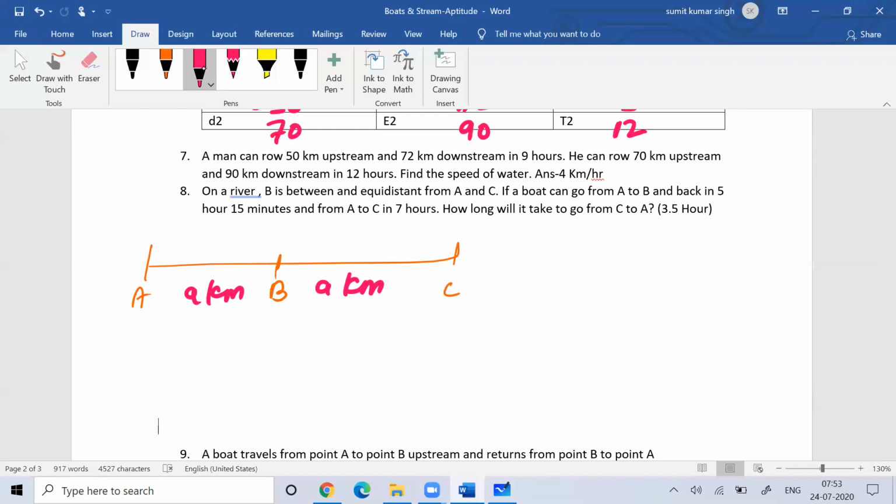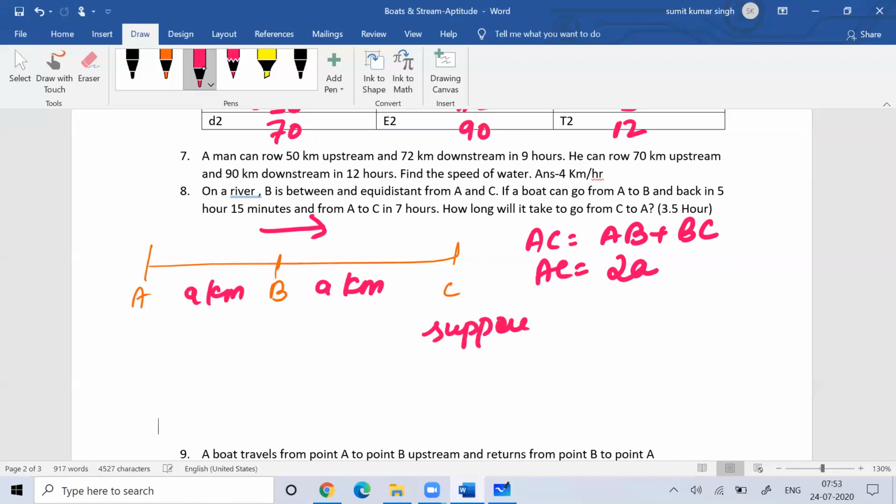So I hope you understand. A to C means that is a sum of A to B plus B to C, means A to C is 2A. You can understand. And so suppose the water is moving from A to C.